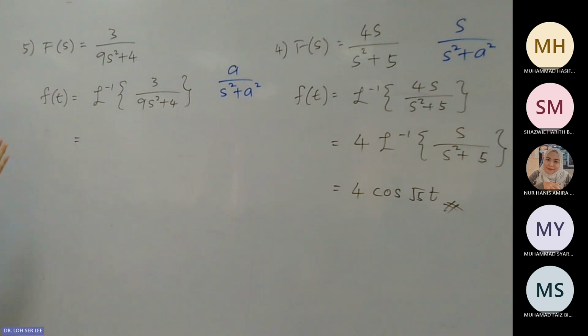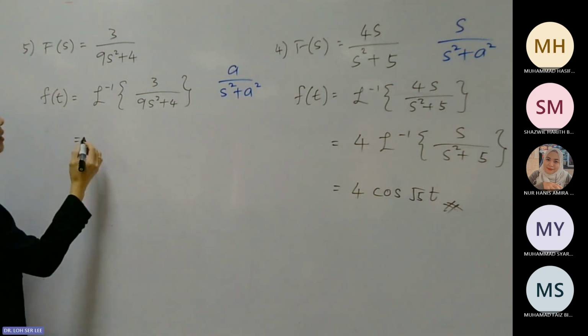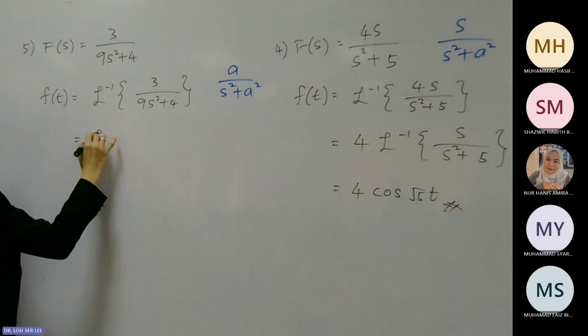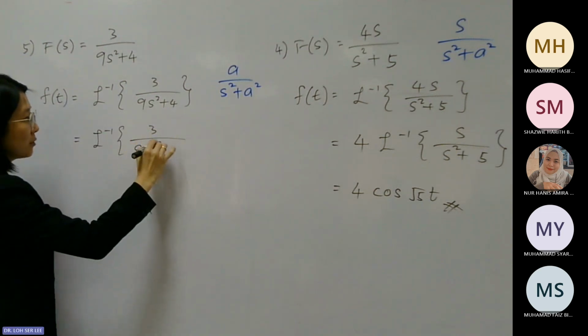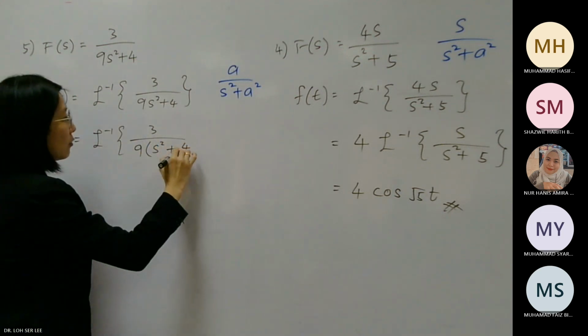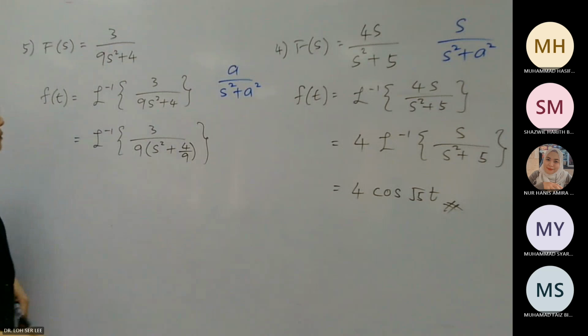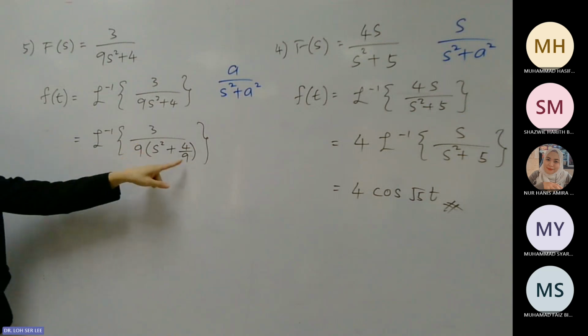Take out the 9 from the bottom. When you take out the 9 from the bottom, you have s squared plus 4 over 9. When you multiply this back, you get 9s squared. Multiply to this, cancel out the 9, you get 4.